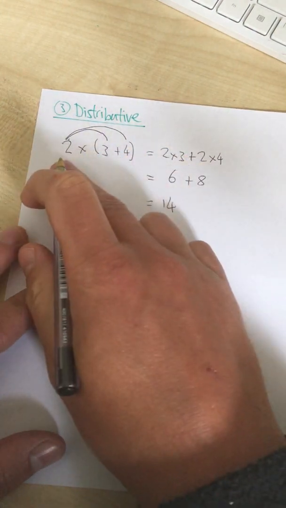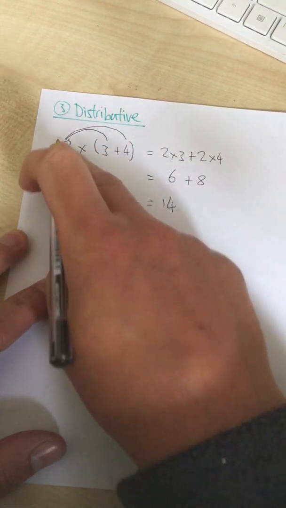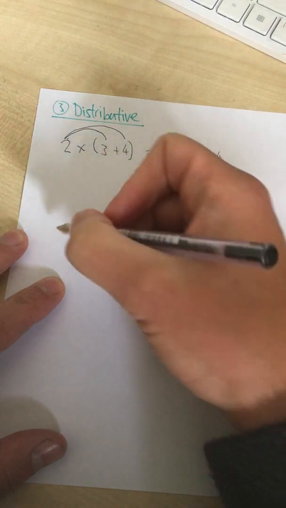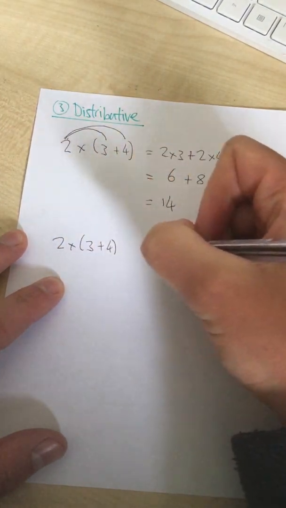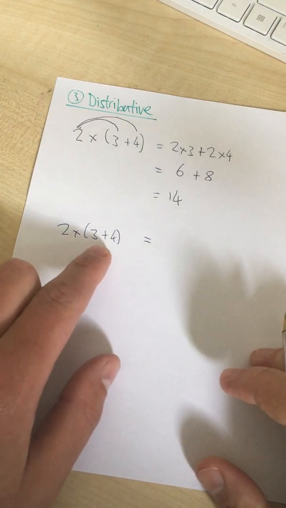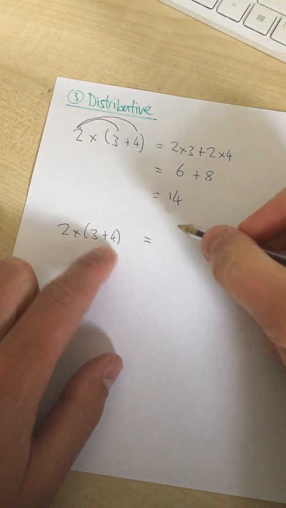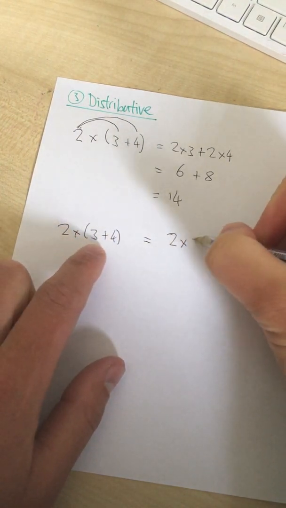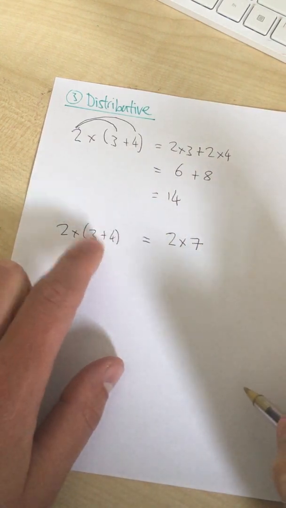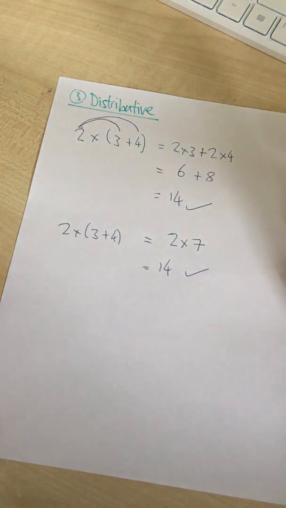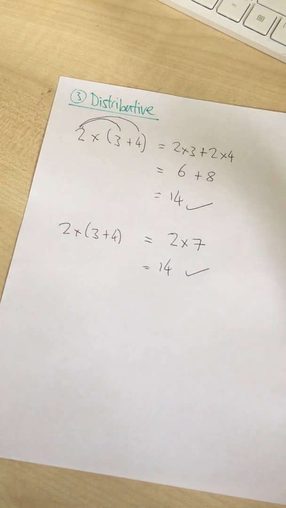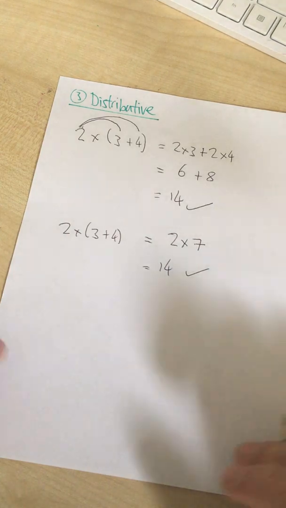We've got the 2 and the 3 and the 2 and the 4. If we did it the more familiar way, as in the way that perhaps you're more familiar with using BIDMAS, we got 3 plus 4 first. So 2 multiplied by 7, because 3 plus 4 is 7, equals 14. So it gives the same result in both cases, so we know that it is true.